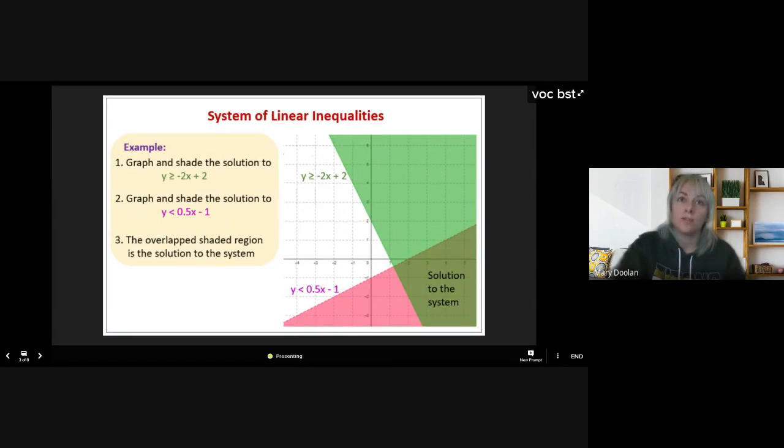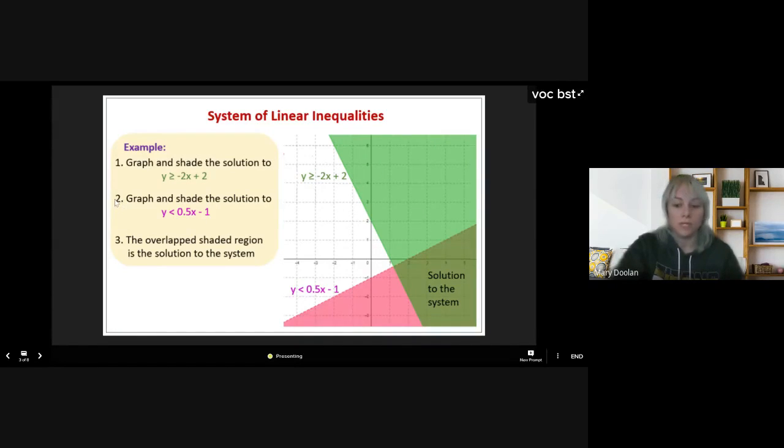If you're given two inequalities, like the one in green and the one in pink here, the first step is to graph and shade the solution to the green one, which is what we have on the graph. Because of the +2, the line starts at 2 on the y-axis. Because of the -2, the slope is up 2 and to the left 1. And because of the symbol, greater than or equal to, the line is solid, and we shade above.